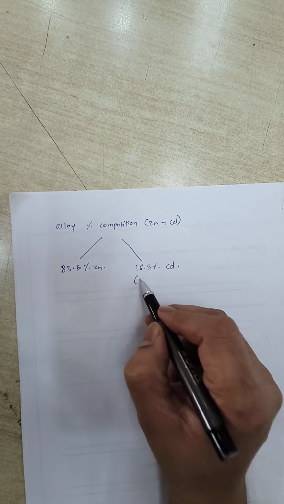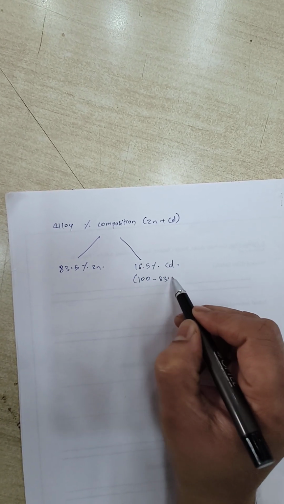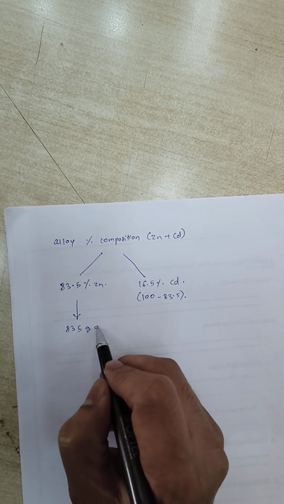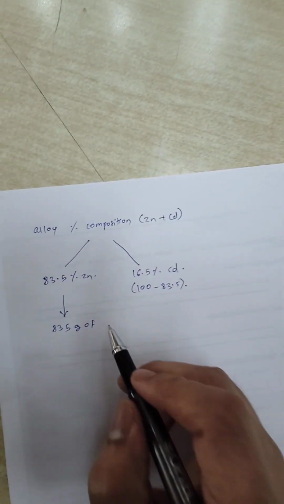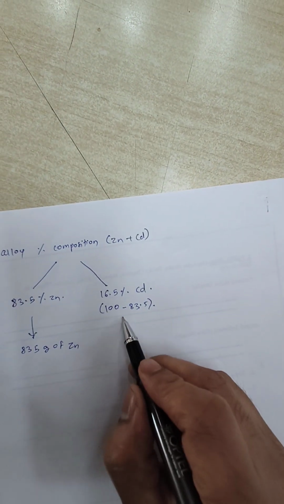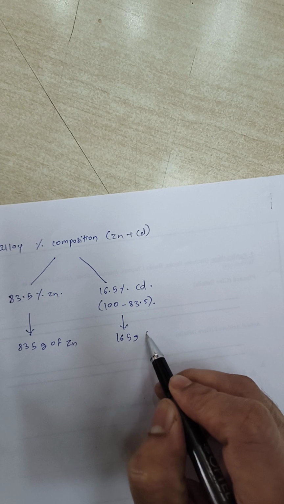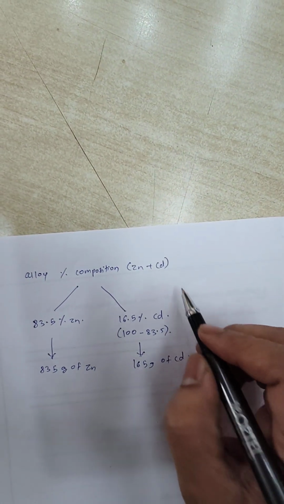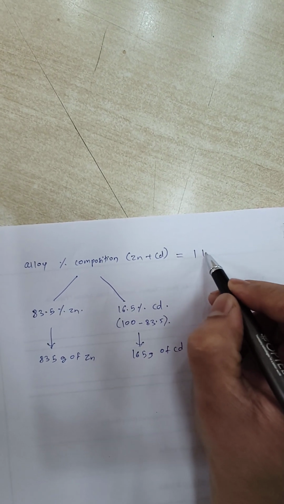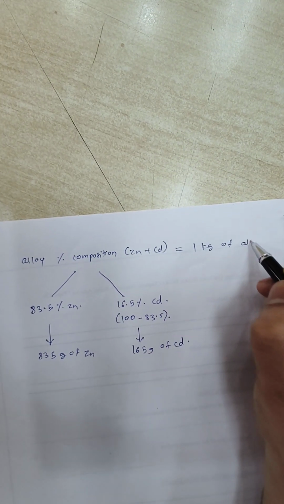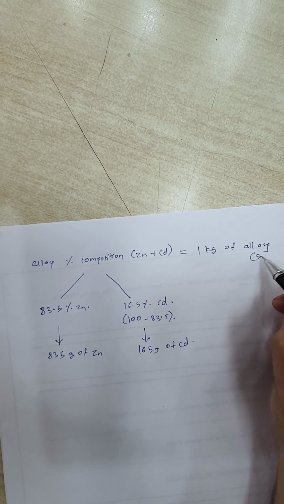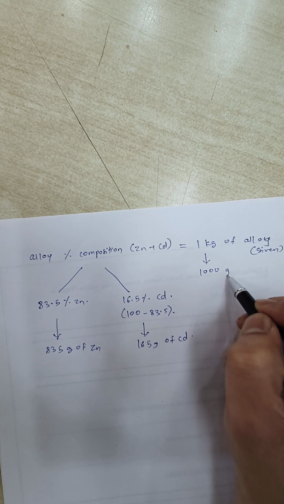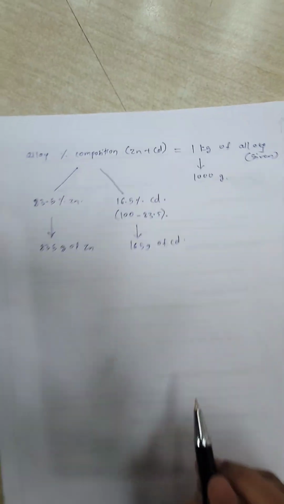Because the total is 100, 100 minus 83.5, so it means that you will be having 835 grams of zinc and 165 grams of cadmium. Because what they have given is 1 kilogram of alloy. So 1 kilogram means 1000 gram. Any doubt up till this?